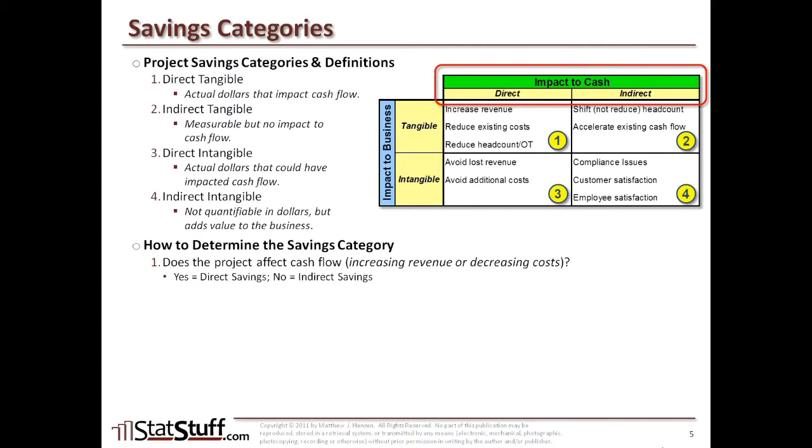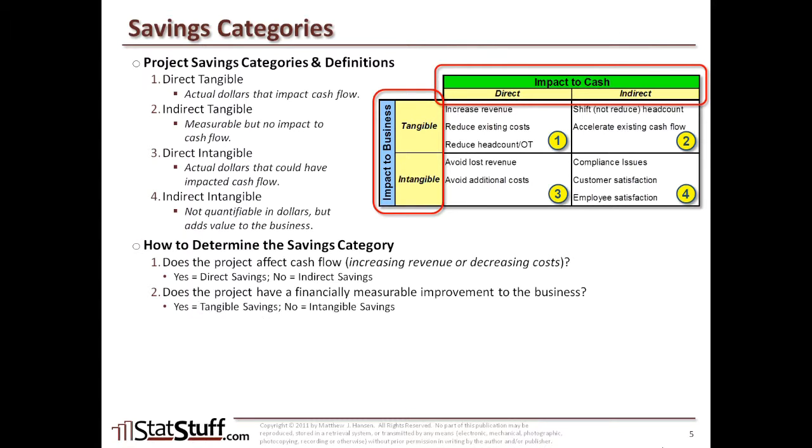Again, it would be direct if it is increasing revenue or decreasing costs, and if it's not doing either of those, then it would fall to the right column, which is an indirect type of savings. The second question would basically be, does the project have a financially measurable improvement to the business? So if you can't measure it to the business, then it's probably going to be an intangible savings that would fall into the lower row of that matrix. Otherwise, if it is tangible, something that you can measure for the business, even though it may not be something realized in cash, that's okay.